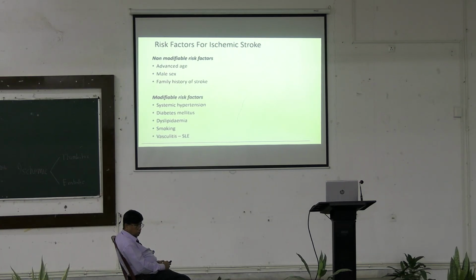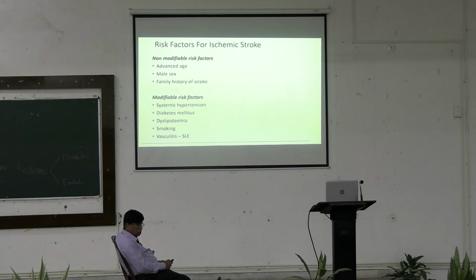If these are present in the patients, they will develop stroke in early life. And smoking, definitely smoking is a modifiable risk factor; the patient can quit smoking, no harm. And vasculitis or SLE, these are the diseases.